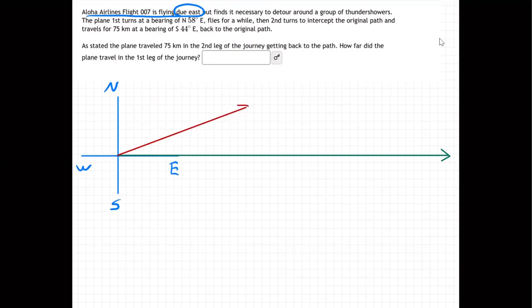There we go. And so this angle is 58 degrees here, turned that way. And that's the first turn it makes, right? First turns at north 58 east. So north, but 58 to the east, heads that way. Flies for a while. Then second turns to intercept the original.